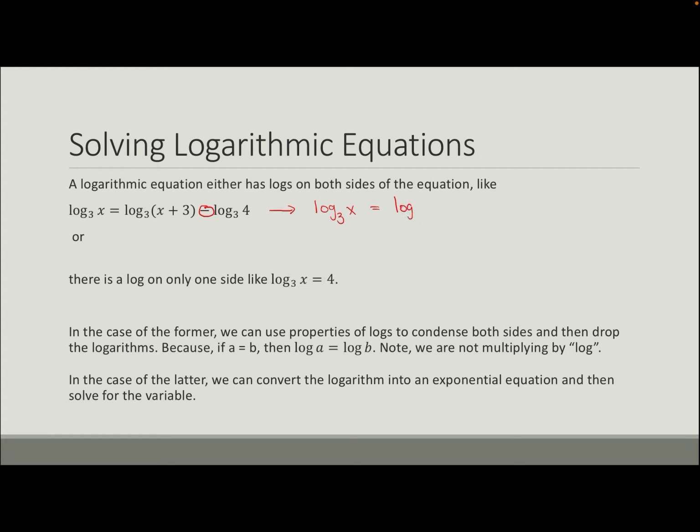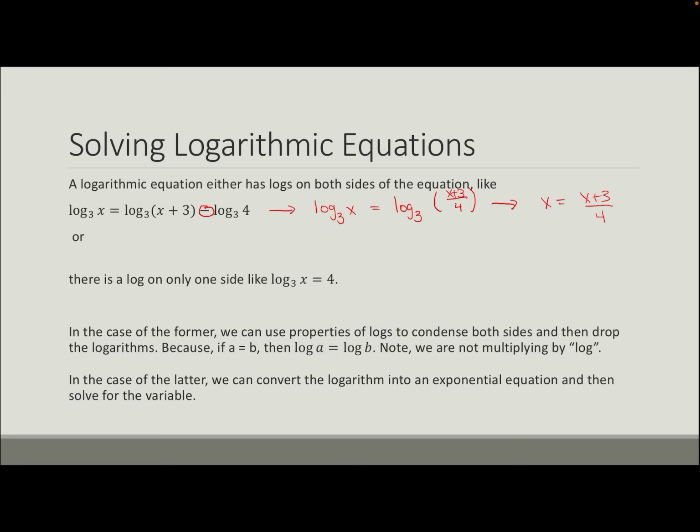So that would be log base 3 of x plus 3 divided by 4. And so if the logarithms of two things are equal, the two things themselves must be equal. So because these two logs are equal, the implication is that x equals x plus 3 divided by 4, since those two logs are equal.